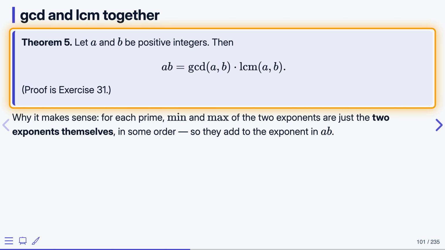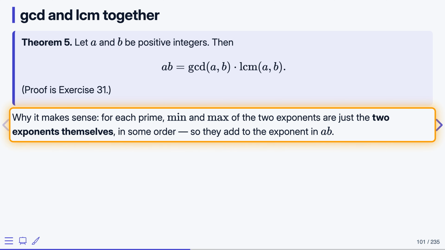There is a lovely link between the two ideas. Theorem 5 says that A times B equals the greatest common divisor of A and B times the least common multiple of A and B. So if you know one of them, division gives you the other. And this is why it makes sense. Look at any one prime. The greatest common divisor uses the smaller exponent. The least common multiple uses the larger one. The smaller and the larger are just the two original exponents in some order. So when you add them, you get exactly the exponent in A times B.